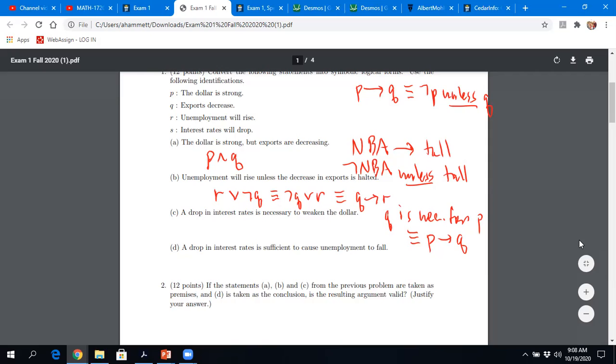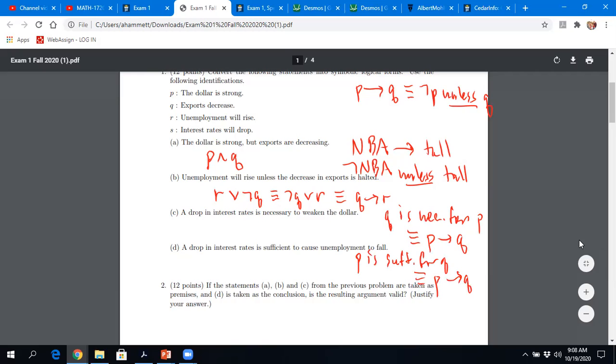Now P is sufficient for Q. So Q is necessary for P, that's P implies Q. P is sufficient for Q. Notice I flopped P and Q around this time, yes? That's also just P implies Q.